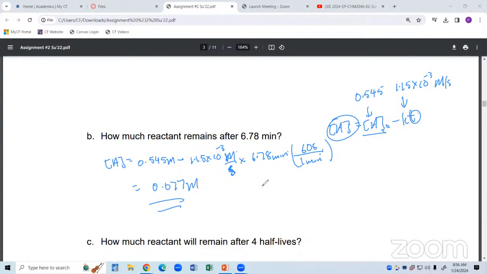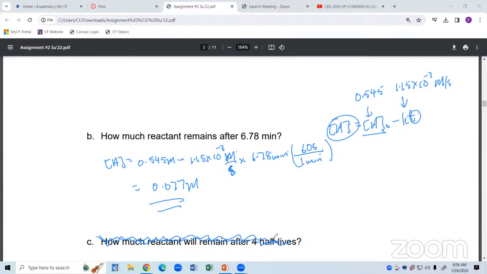Any questions? Okay, we're going to ignore this one right here. So leave that one out, because it's kind of impossible to calculate exactly how much reactant will remain after 4 half-lives for a zero order reaction. We can do that for a first order reaction, but not for a zero order reaction.